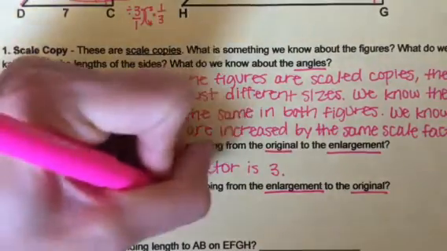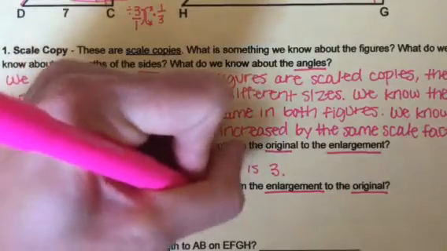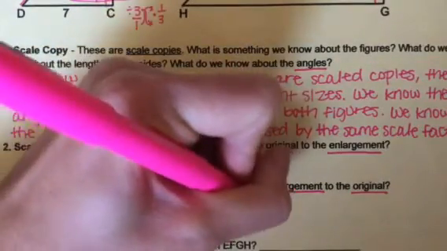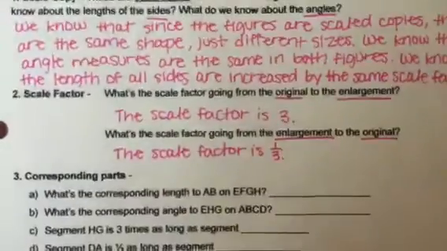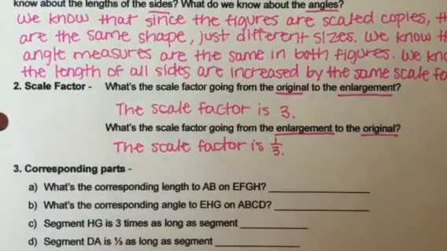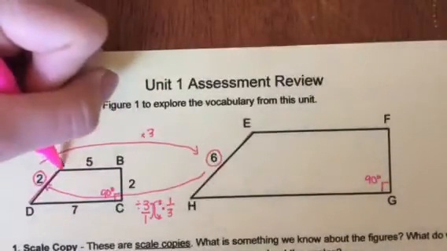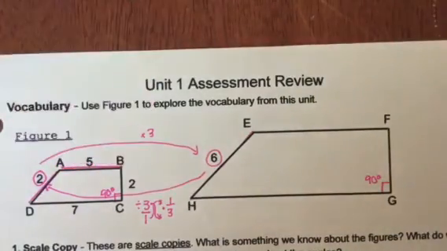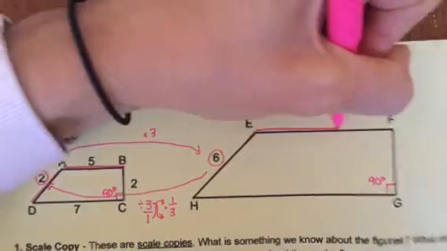The smaller figure is 1/3 the size of the larger figure. All right, the next section's all on corresponding parts. So it asks, what's the corresponding length to AB on EFGH? So this is the second figure of the enlargement. So AB, you can see, goes along the top, goes from A to B. And so the corresponding length has to be in the same space on our other figure. So that's going to be length EF.